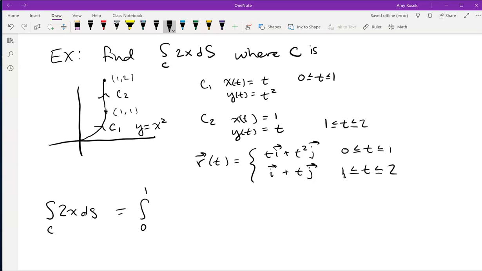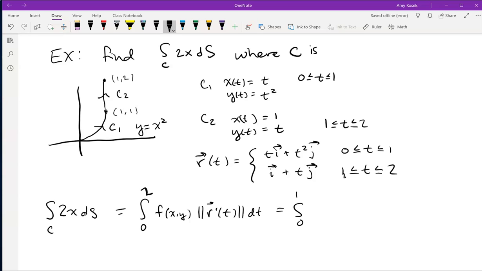So we'll first integrate from 0 to 1. What I'm trying to point out is that in total we want the integral from 0 to 2 of that f of x, y, and then times the magnitude of r prime. But this magnitude of r prime is going to change depending on where we're at.